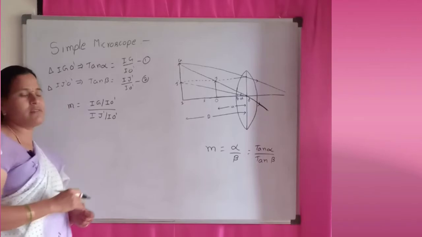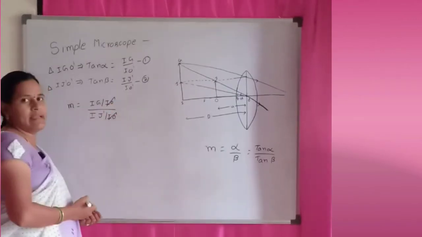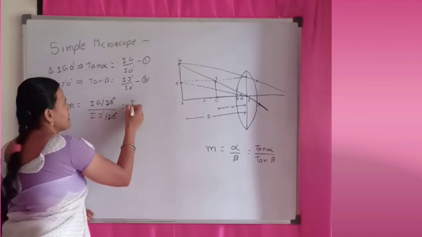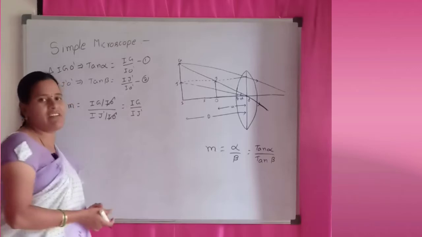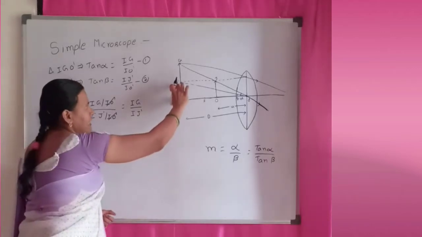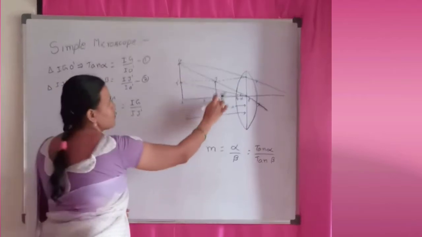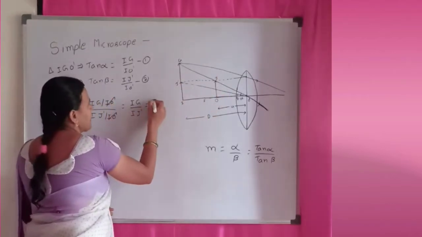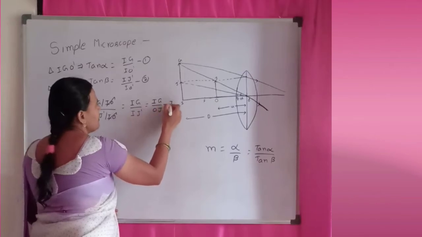In the numerator and denominator, we find IO dash is the same, so both will be cancelled. So we will get IG by IJ dash. But once observe, the height of IJ dash is equal to the height of the object, OJ. OJ is the object. So I am writing IG by OJ. So this is the third equation.